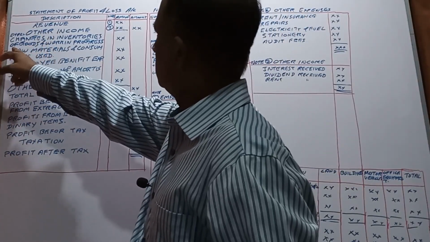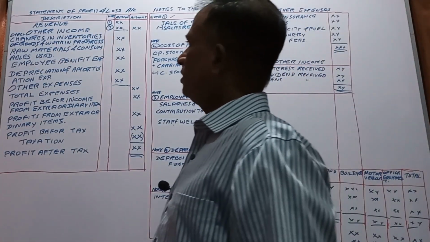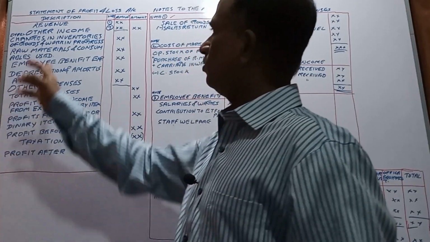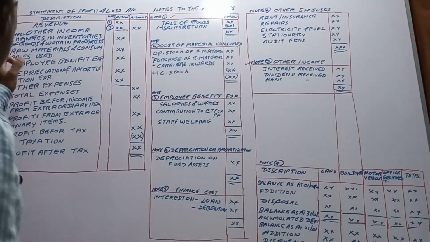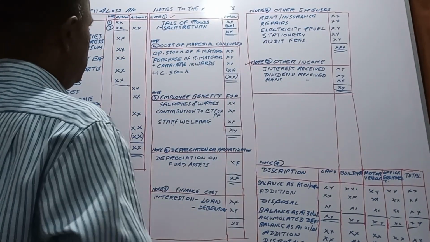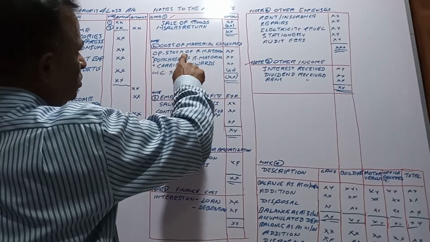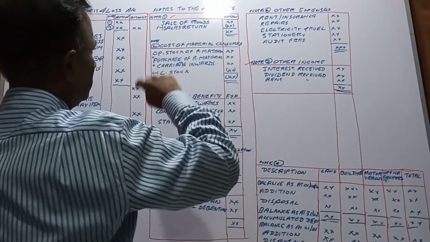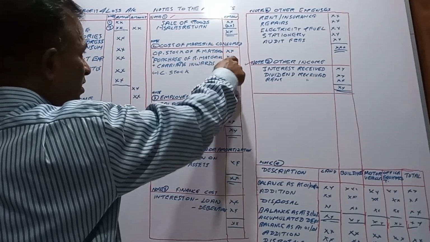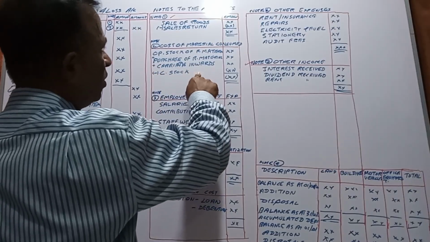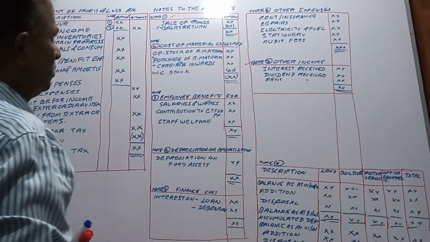Next one is raw materials and consumables used. For that we have a note, because cost of materials consumed is opening stocks of raw materials, plus purchases of raw material, plus carriage inwards of raw material, minus closing stocks of raw material. Then you arrive at the raw materials used.